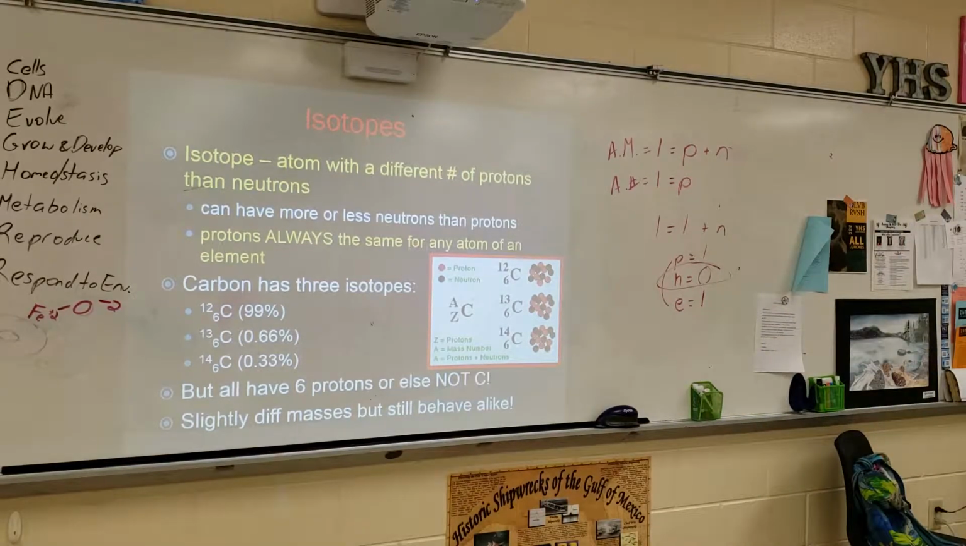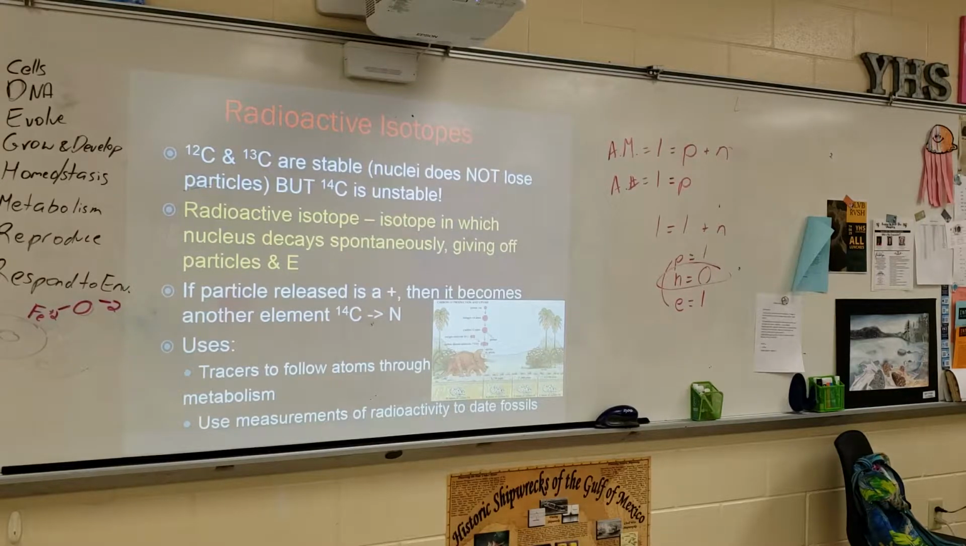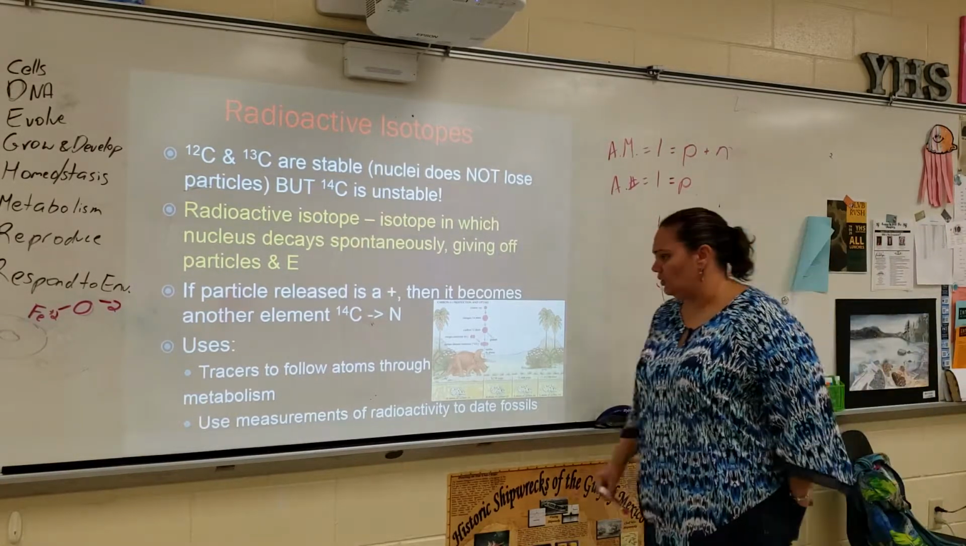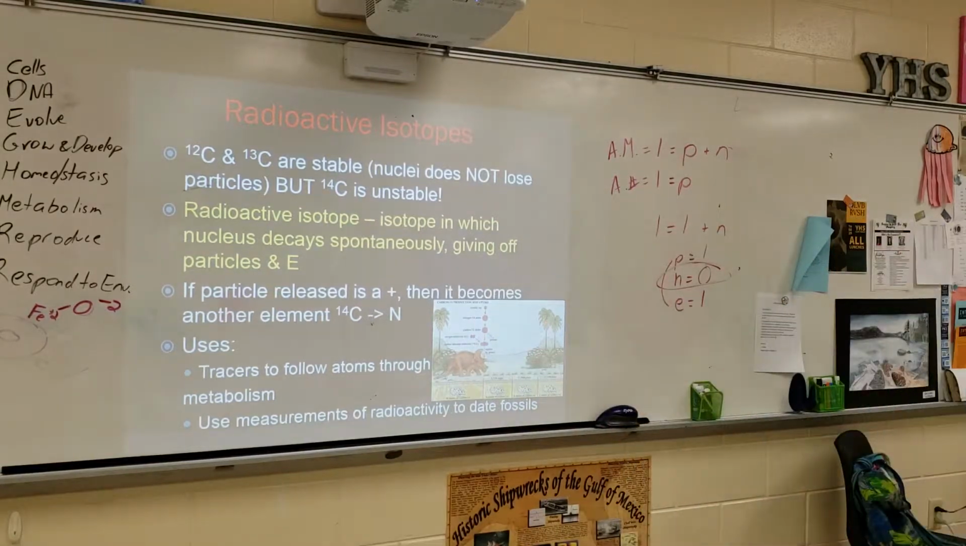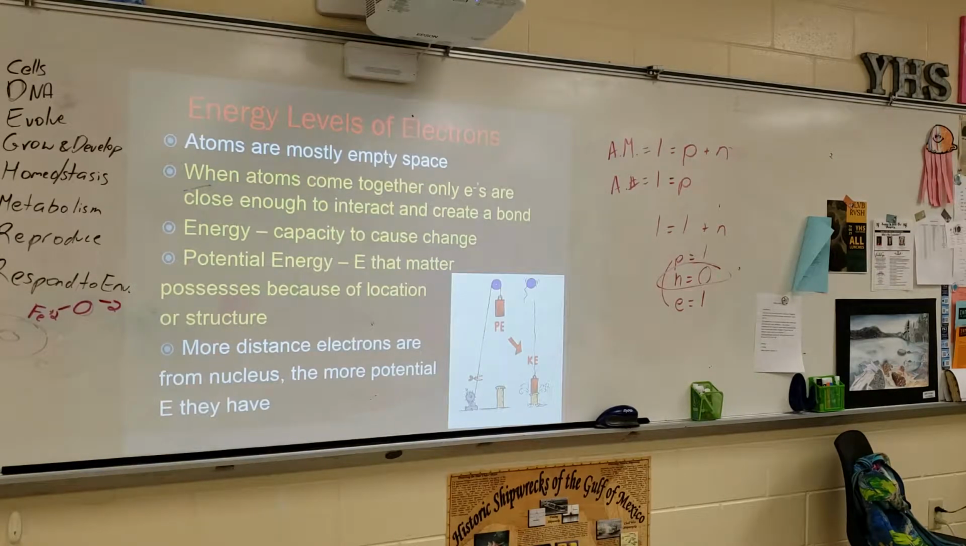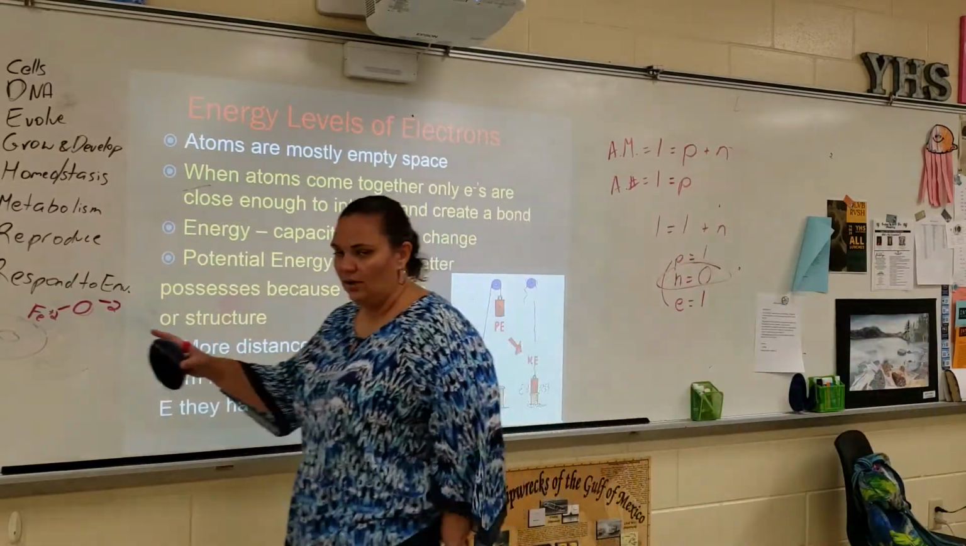So, radioactive isotope: an isotope in which the nucleus decays spontaneously, giving off particles and energy. Like we mentioned earlier, that's why we use carbon 14 to date fossils. Okay, now let's go back over here and look at our atom.